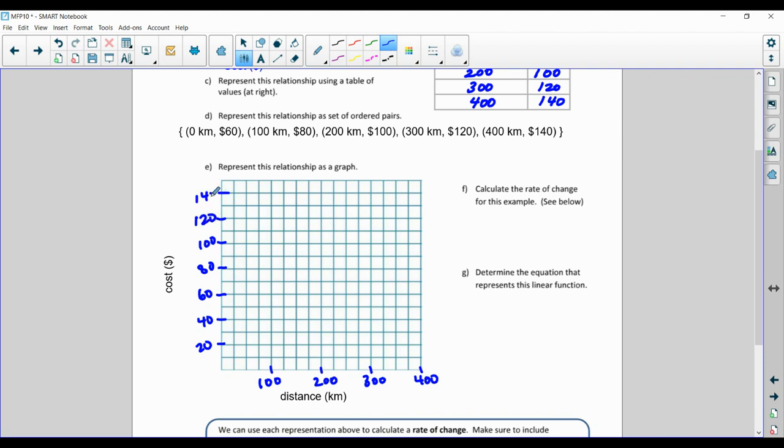120, 140. Now they didn't leave us a lot of room to put a title on here, but we always do want to put a title. And this one is going to be cost versus distance.